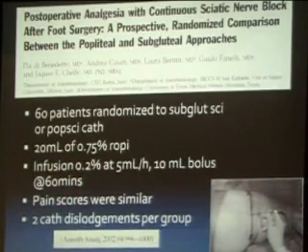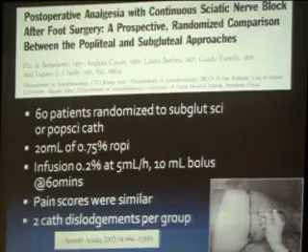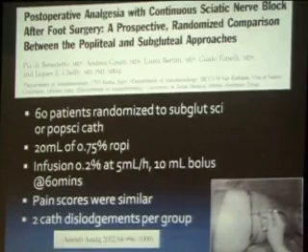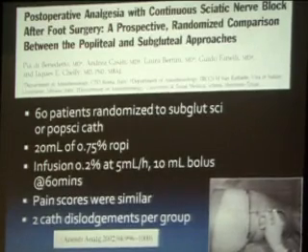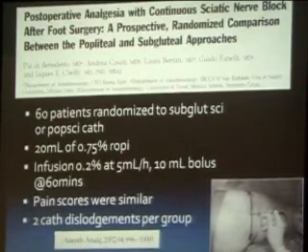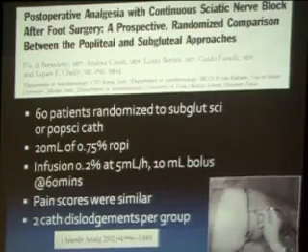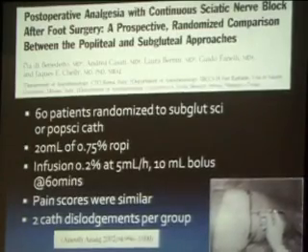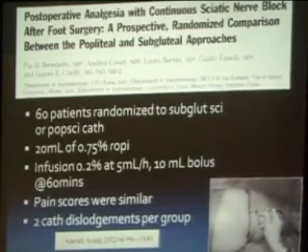Pain scores were similar. There were 2 catheter dislodgements per group. So there is basically no specific advantage of subgluteal over popliteal sciatic. I don't want any hamstring weakness. There are some hamstring supplies that come off somewhere around the subgluteal area. So I'm not excited about the subgluteal block for the foot and ankle surgery.